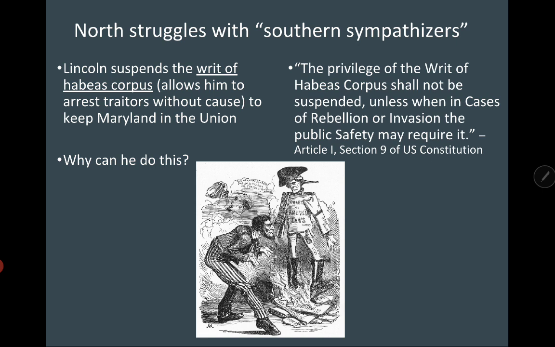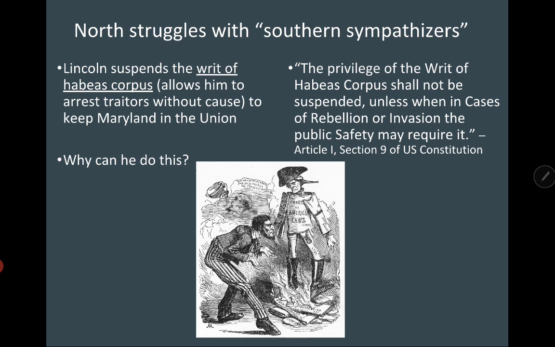Habeas corpus is the right to know why you are being arrested. So if you're arrested, you have to know the charge. Why am I being arrested? You have to be charged with a crime. But if you suspend the writ of habeas corpus, you could just arrest people because you think they might cause a crime or these other things. And so when he suspends habeas corpus, it allows him to arrest a lot of people. And he does arrest a lot of people.